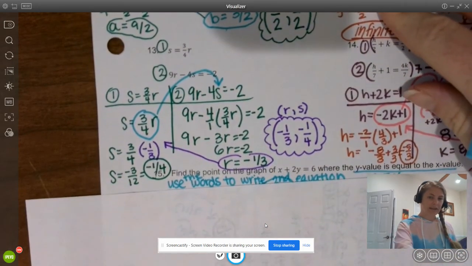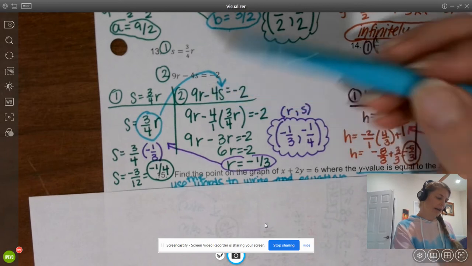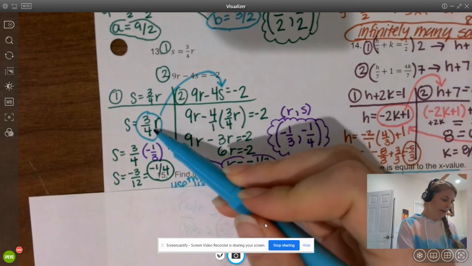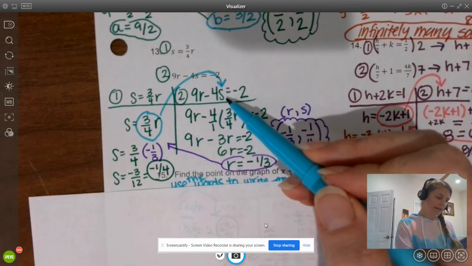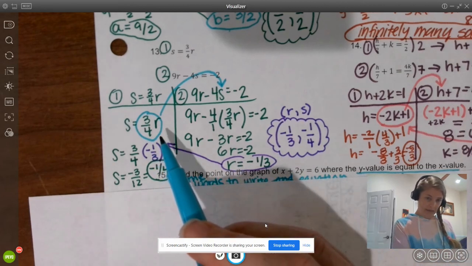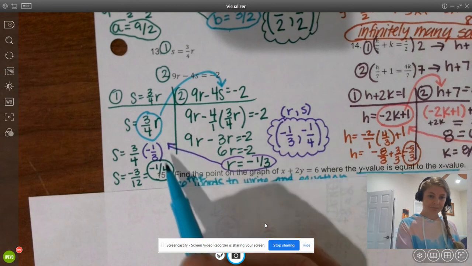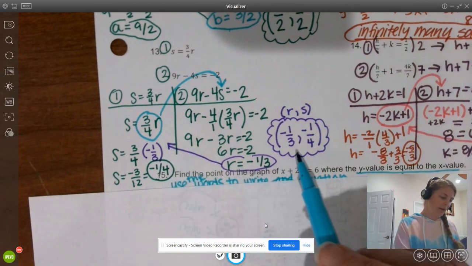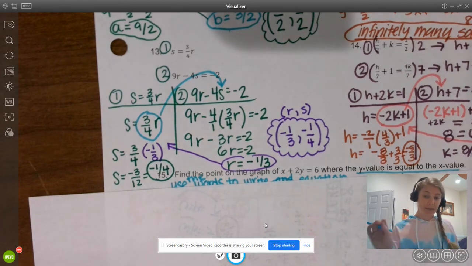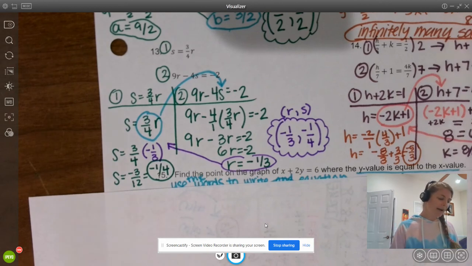Awesome. And then 13, the last one you needed to do, we had R and S. S was already isolated, so I didn't take the time to clear my fractions. And then I substituted that value in for S in equation 2, and I solved for R to get -1/3. From there, I substituted back in to my equation where S is isolated. I got S to be -1/4 and wrote my answer as an ordered pair. And if you need to sing the ABCs to know that it goes R, S, be my guest. I have to do the same thing. And that is our ordered pair with some flair, our point of intersection. Again, this would be very difficult to solve graphically.